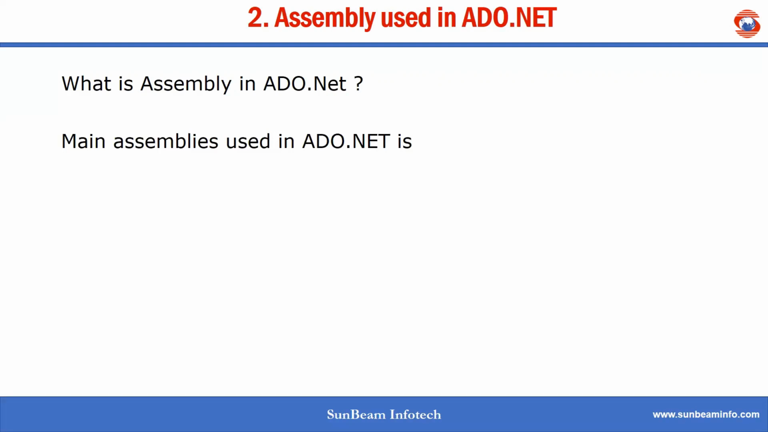The main assembly used in ADO.NET is System.Data.dll. This is the main assembly which contains the core ADO.NET classes and interfaces. This assembly is a part of the .NET Framework and it is automatically installed with it.